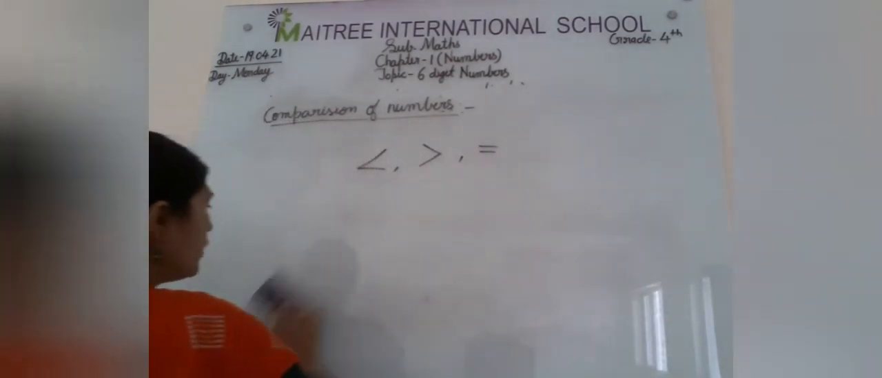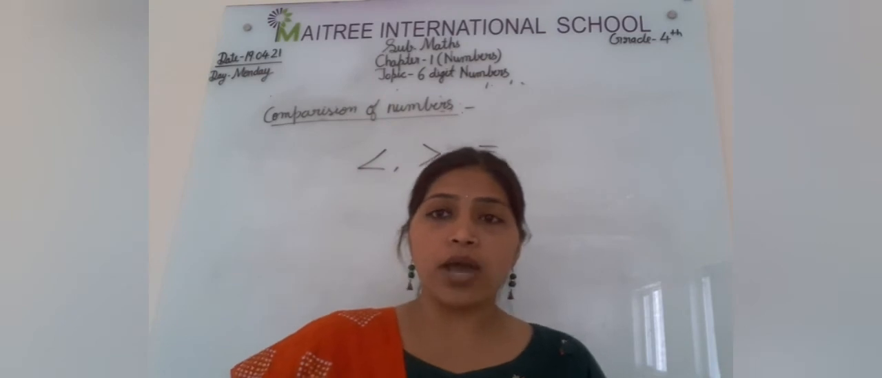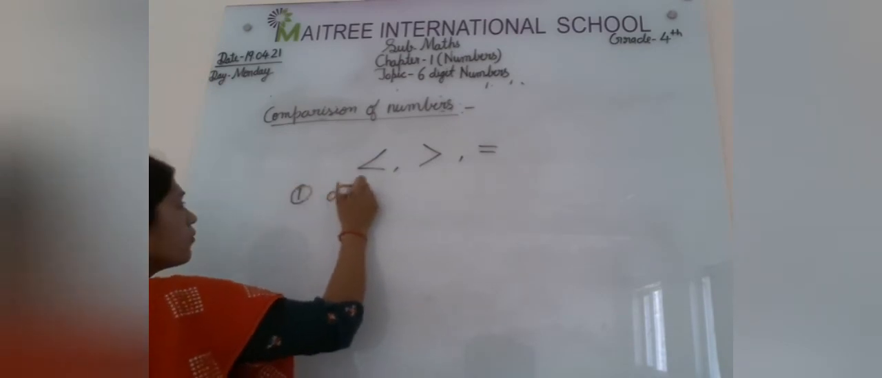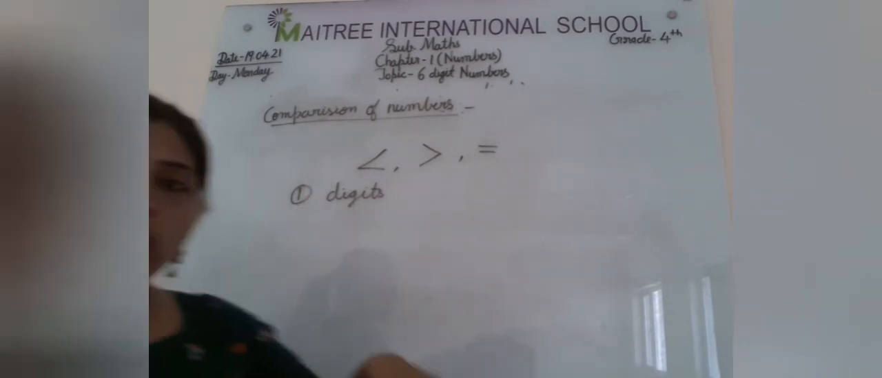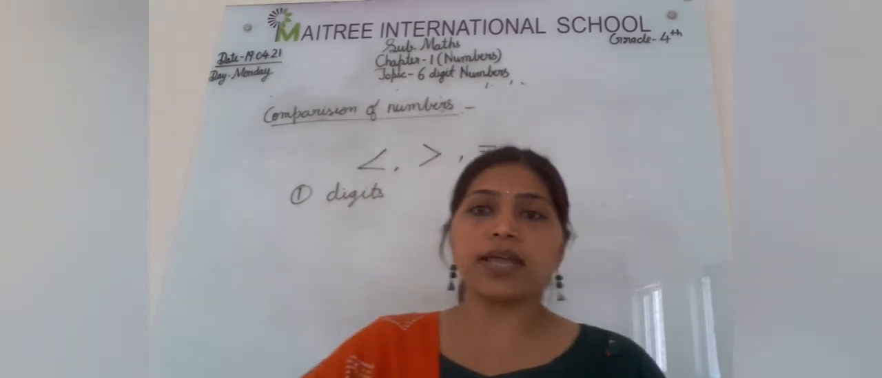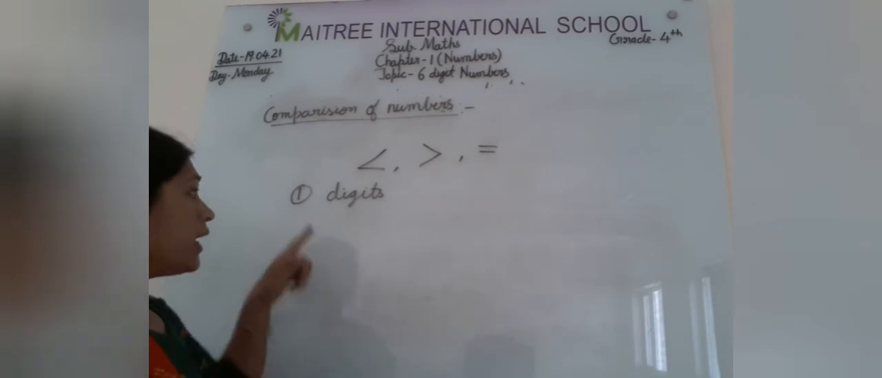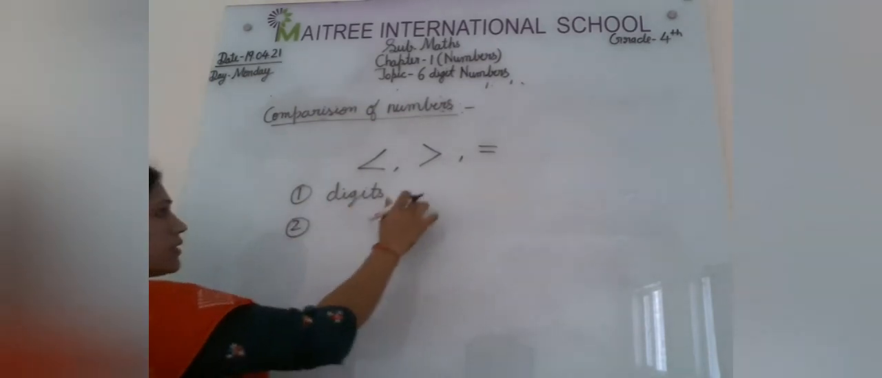To compare the numbers, we have a few rules here. First, we need to check digits. The number which has more digits is a bigger number. So the first rule is we need to check digits. The number which has more digits is a greater number, and the number which has fewer digits is a smaller number. Okay, that is the first rule to compare the numbers. If the digits are the same, let's take an example.